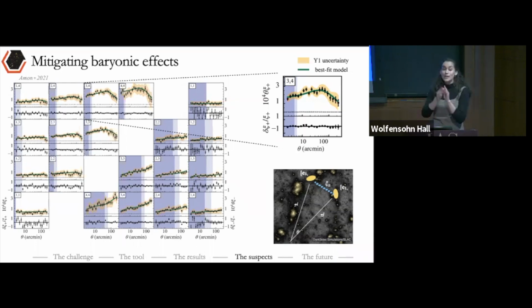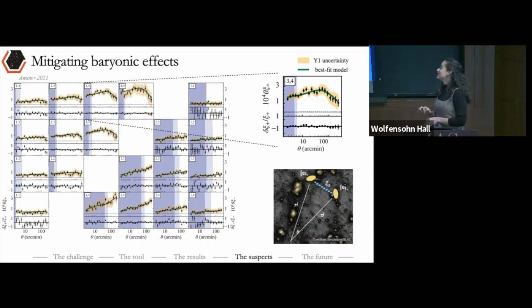And so you're looking at psi plus, and on the x-axis is the angular separation, on the y-axis is the amount of lensing scaled by that theta. Black data points are our measurements, green line is our best fit model, and the yellow shaded region is the Y1 uncertainty, just to see how much statistical power we gained compared to year 1. And these are the highest signal to noise measurements from cosmic shear to date.